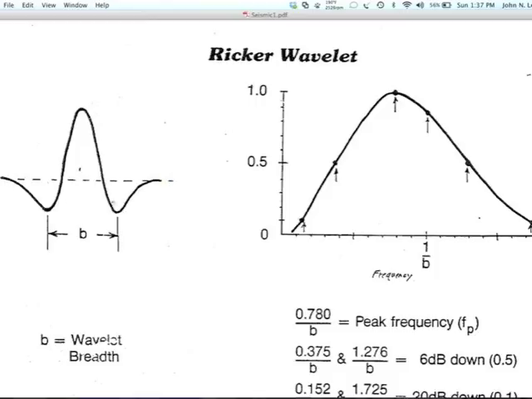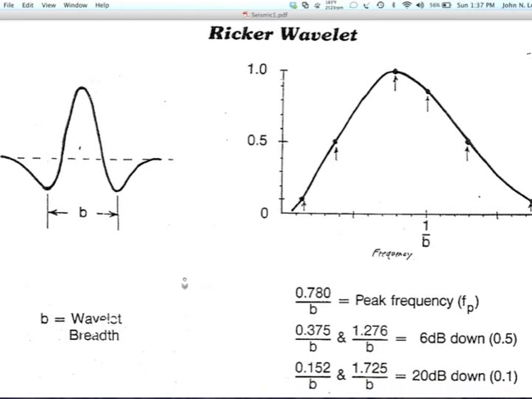So this is the seismogram we're looking at, as if it was an earthquake seismogram. The time between the first minimum and the second side lobe minimum is called the breadth of the wavelet. Let's call it B, and it's going to be some number of seconds or milliseconds.